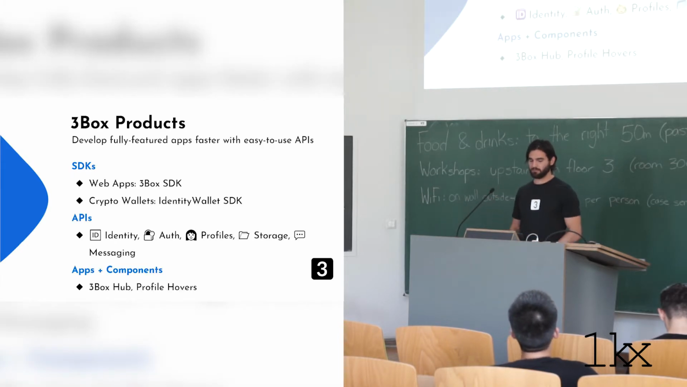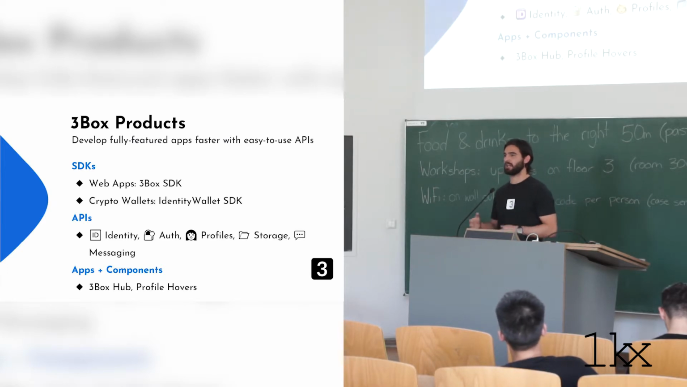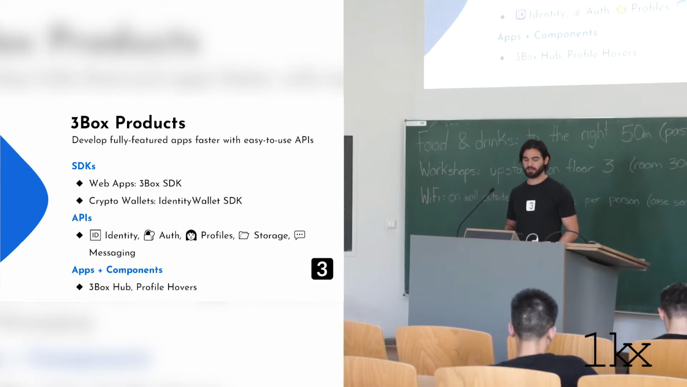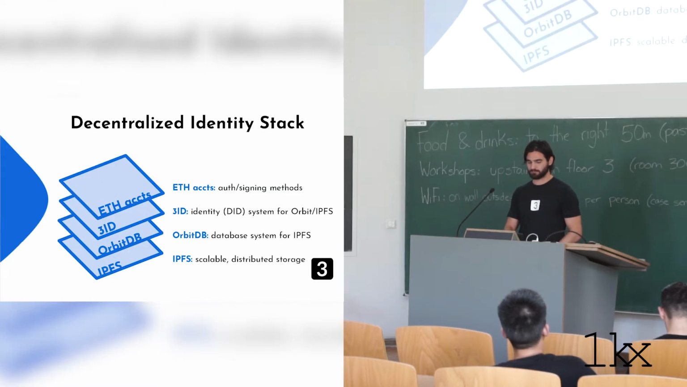So what we actually built, we have for web apps the 3Box SDK. It's a JavaScript library. We also, for crypto wallets, have the Identity Wallet SDK, which is more native signing and identity functionality for inside of wallets, and APIs. So this is actually what the devs come for, are identity authentication, profile storage, and messaging. We also built a front-end consumer app called Hub that lets users create and manage a profile, as well as manage their personal storage drive. And we have some cool tooling like profile hover components like you'd see on Twitter.